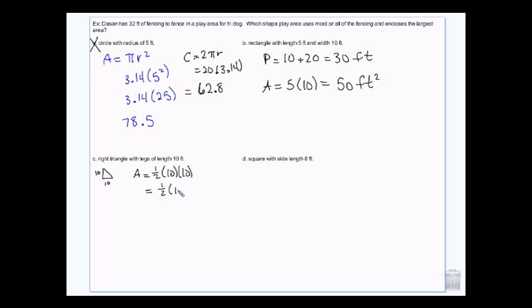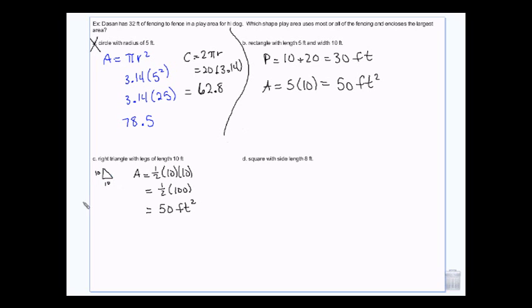Miss, where'd you get 20 from? 2 times 5, 2 times 10. You're doing B right now, right? I think you'd still do it. Oh, no, sorry. Okay. I'm finding the area of this triangle is 50 feet, same as the area of the rectangle.